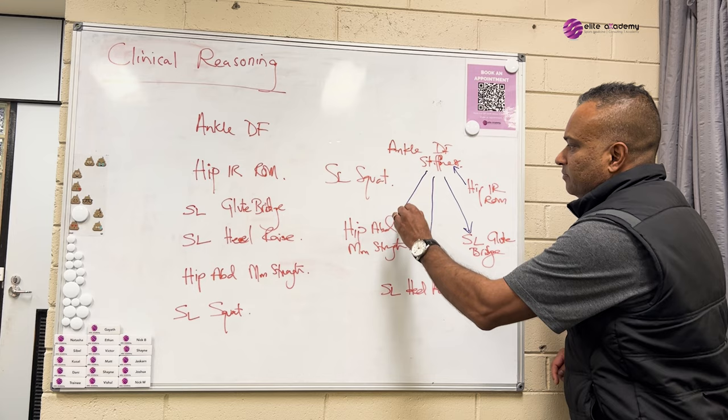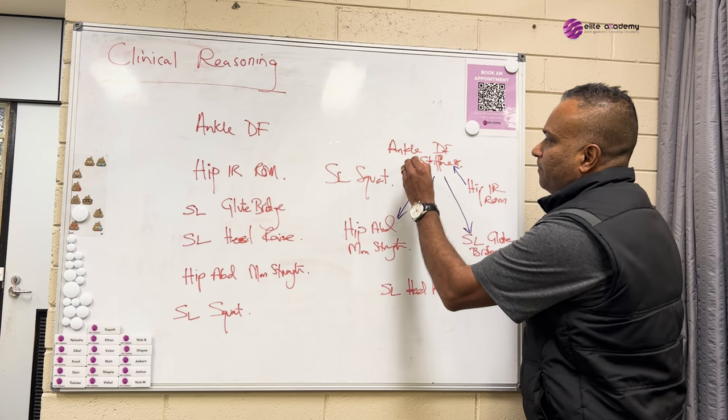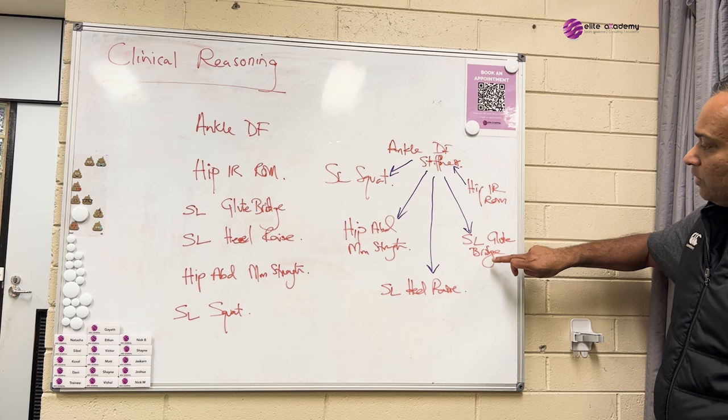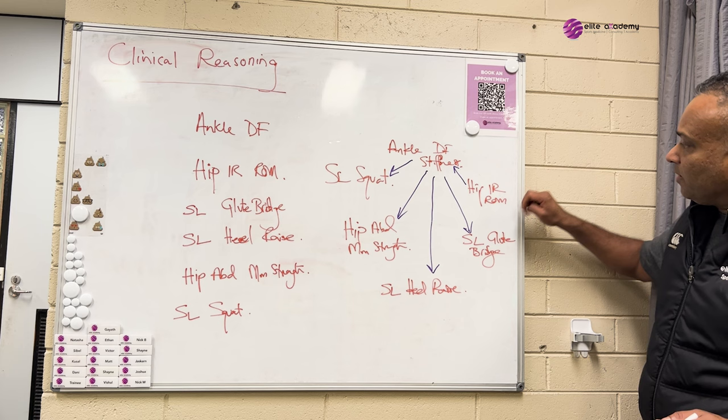Does ankle dorsiflexion stiffness affect the single leg squat, or does the single leg squat affect ankle dorsiflexion stiffness? Ankle dorsiflexion. This way, right? Okay. Now we go to the next one. Does hip internal rotation range of motion affect the single leg glute bridge, or does the single leg glute bridge affect hip internal rotation range of motion? This way?